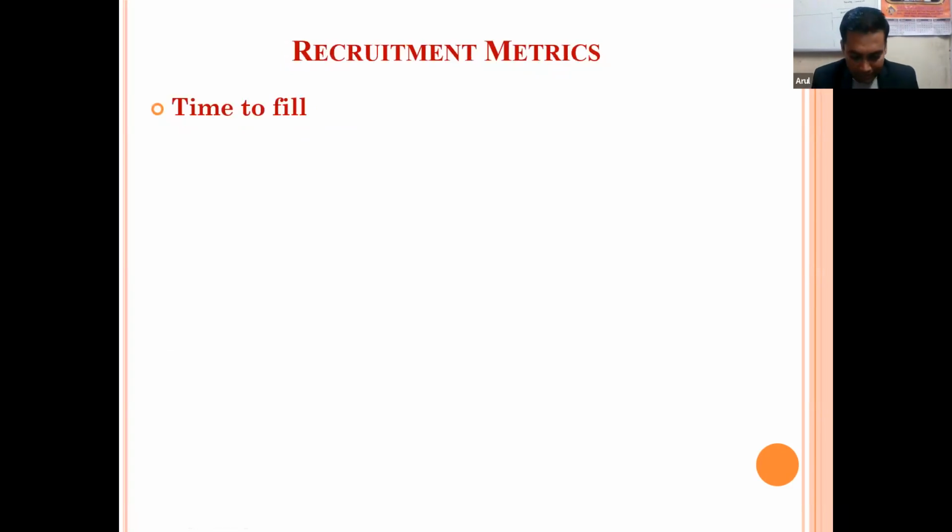Right. So time to fill, exactly. It's a very interesting metric. For example, a company announces a job on January 1, revealing to the market that we have openings, we are looking for an HR manager. The company announced it officially on January 1, across different platforms. So from January 1, how long is the company going to take to fill the position? It can be 30 days, 40 days, 45 days, 60 days, 90 days, 120 days.